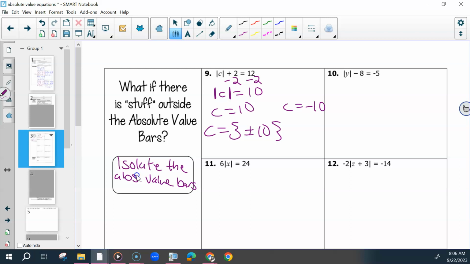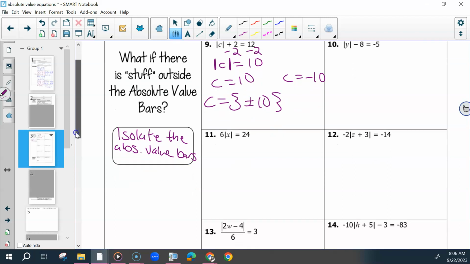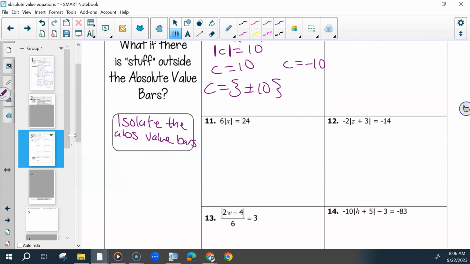Let's try number 11. There's something outside of the absolute value bar. So if that was just a variable, how would we get rid of the 6? Divide by 11. You have to treat this like a regular equation until it's isolated, and then it becomes its own problem. Now it's isolated, so we can drop the absolute value bar, set it equal to a positive and negative version, and write the solution set.